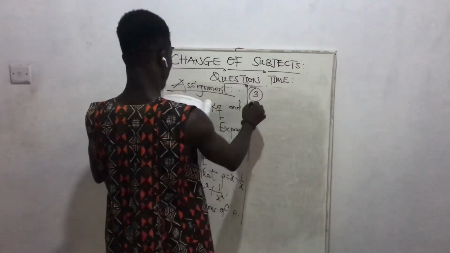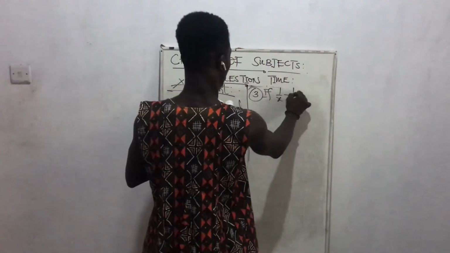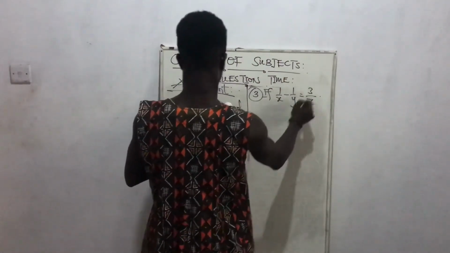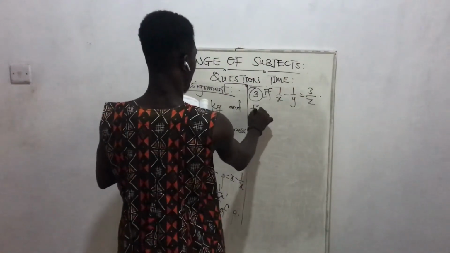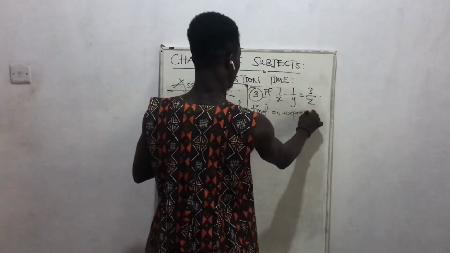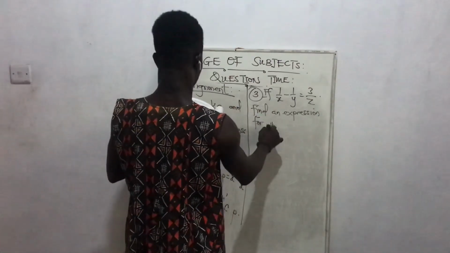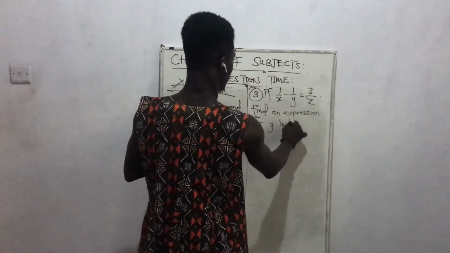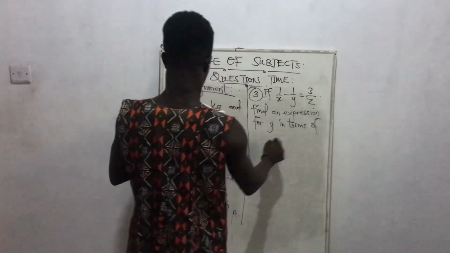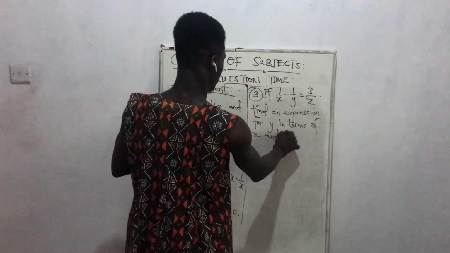Then question 3. If 1 on x minus 1 on y equals 3 on z, then find an expression for y in terms of x and z.